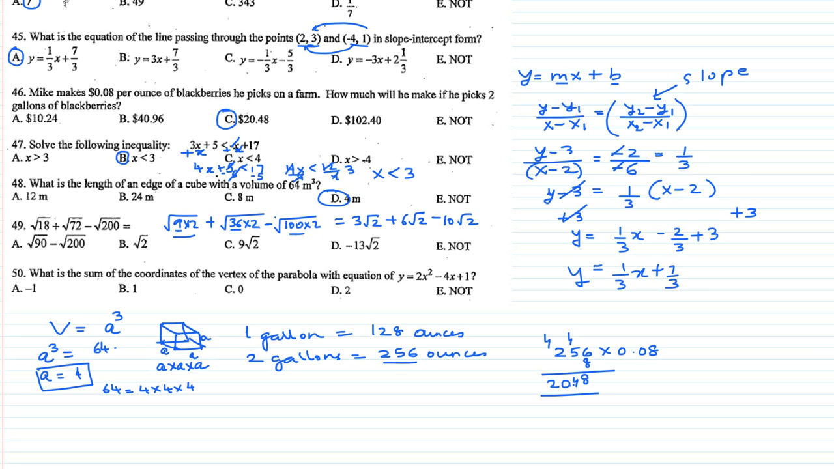So now all the three terms have square root 2, so we can simply add or subtract these numbers. So 3 plus 6 is 9, and 9 minus 10 is minus 1. So the answer to this one is minus square root 2. And looks like we do not have that as a choice, so we will select E as the answer.